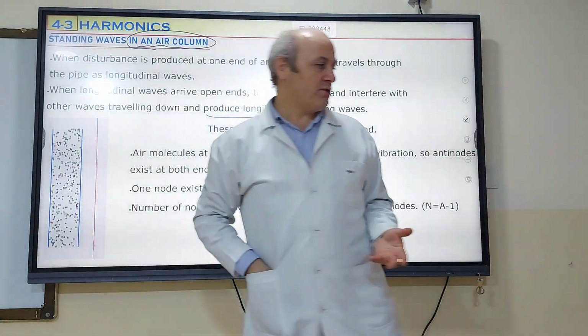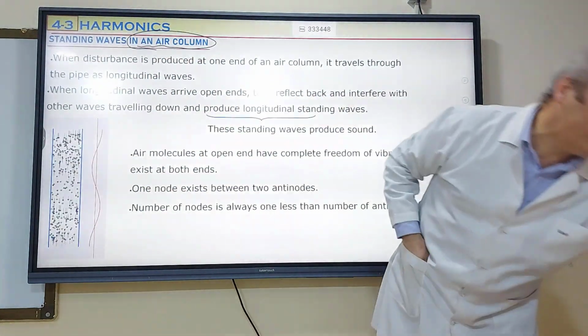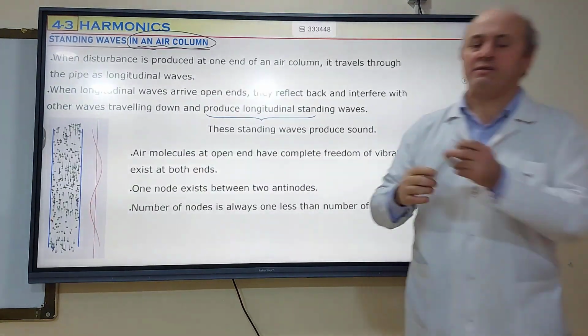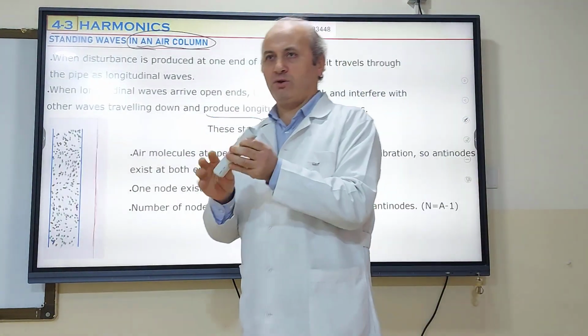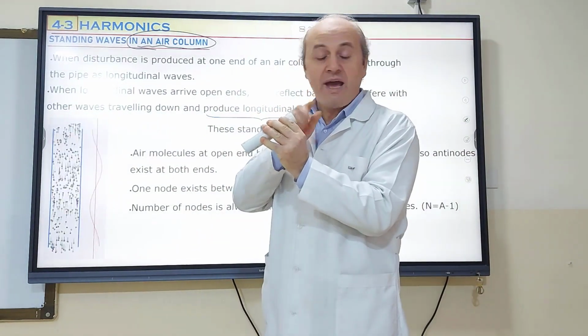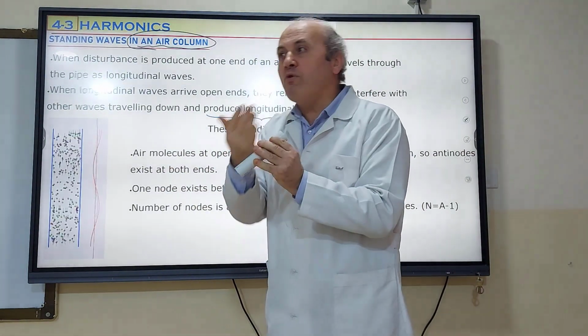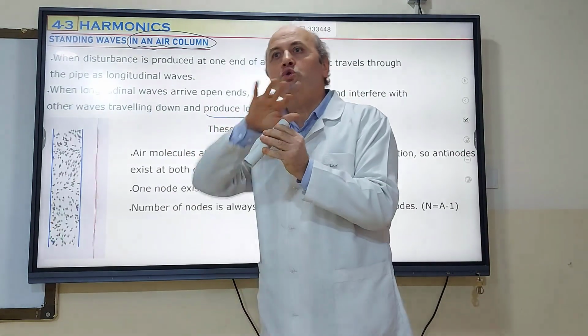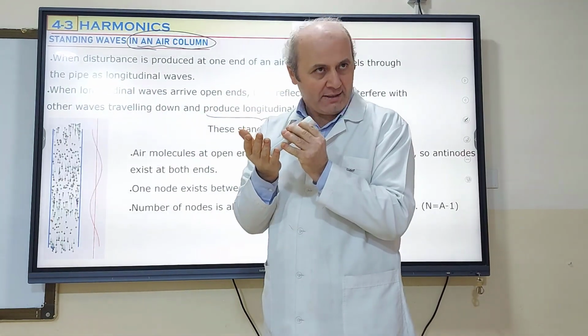How can this sound be produced? It's very easy. We're just going to make a disturbance. This is a pipe, a short one. You are going to blow it, and you are going to make a disturbance. This disturbance will start moving back and forth between two open ends.